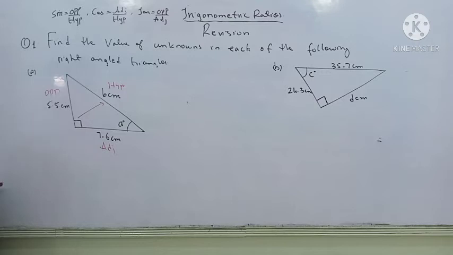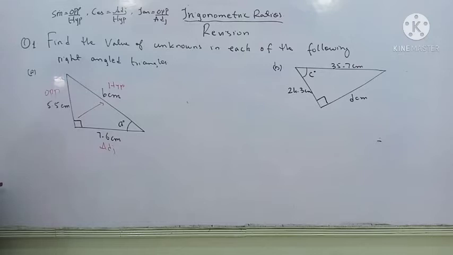So how you can identify the three sides? The side which is directly opposite to the 90 degree angle is called hypotenuse. The side which is directly opposite to the acute angle, that is opposite, and the side which is adjacent to the acute angle, that is called adjacent, right? So what we have to find out first, if we will find out A angle, then we know that we have opposite and we have adjacent. Okay, because we have opposite 5.5 and we have adjacent 7.6.